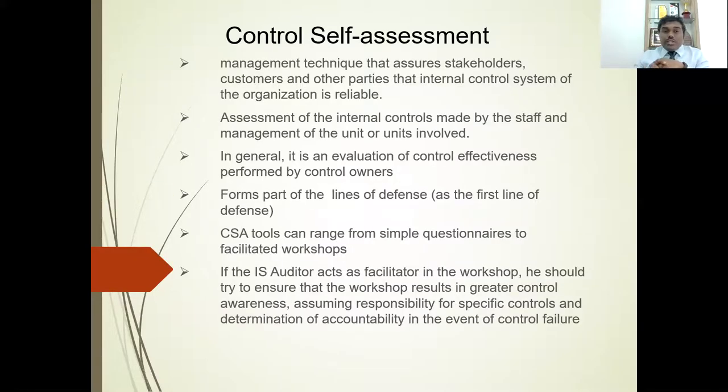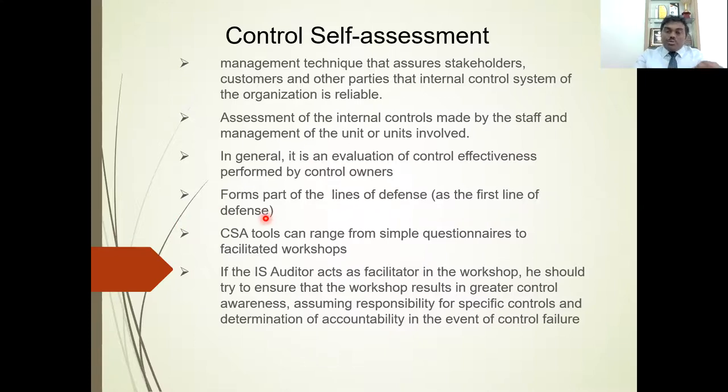Here, one of the examination questions is a concept called control self-assessment. Control self-assessment is a management technique which assures any stakeholder that the internal control systems are reliable. In other words, I am asking the management itself to do an audit. But it is not done by an independent internal audit team, but by the same person who is responsible for it. Look at the second line. The assessment of internal controls is made by the staff and management of the units involved, which means if I'm the cashier, the management will ask me, what are the weaknesses you notice as a cashier? So it is a self-evaluation done by the control owners themselves, and it forms part of the first line of defense.